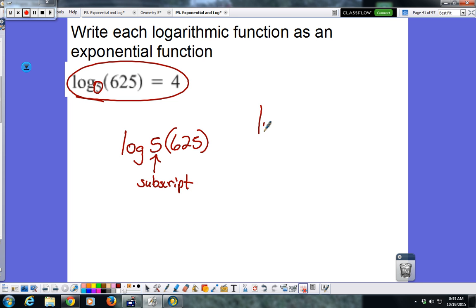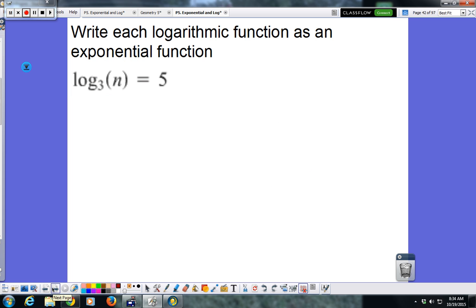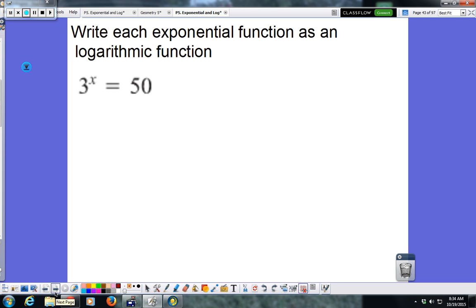So you have log here. The subscript goes down here. Okay, just so I know, is it a subscript, is it a superscript? It's kind of like an exponent in reverse. So make sure that when you write that log, or the base of the log, it goes down here. But to rewrite this, it would simply be that base raised to the exponent, so it would be 5 to the 4th is 625. Just know how to go backwards and forwards from logarithmic form to exponential form. That would be 3 to the 5th power equals n. This would be log base 3 of 50 equals x.